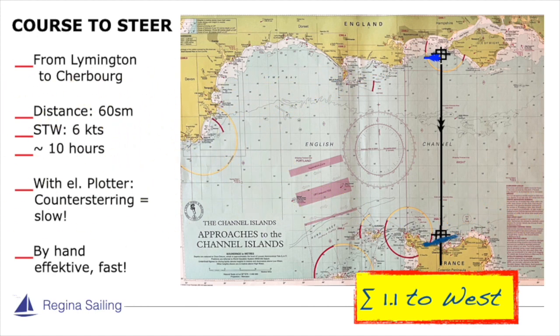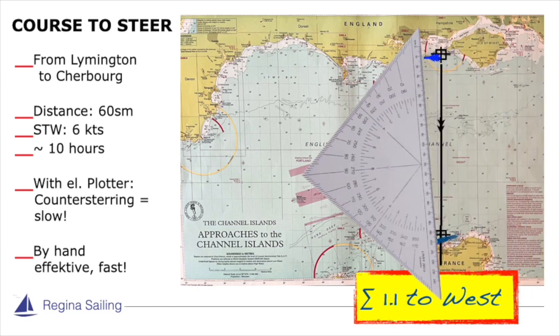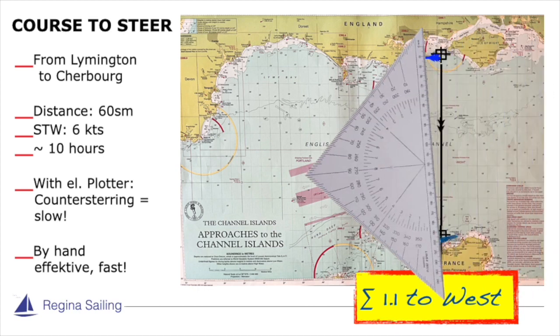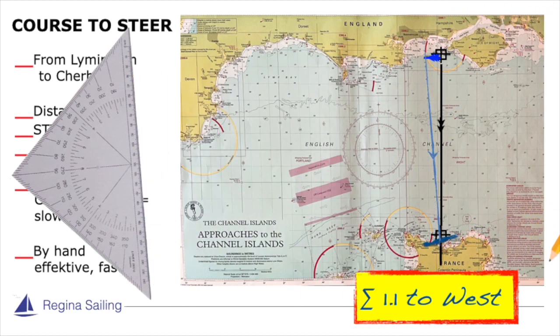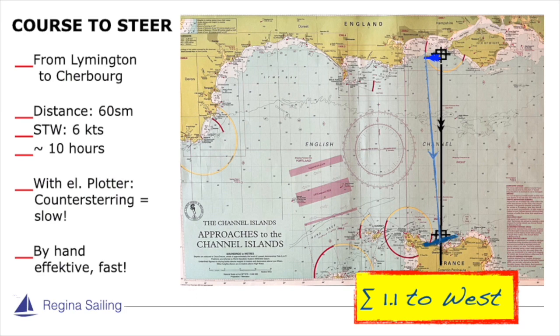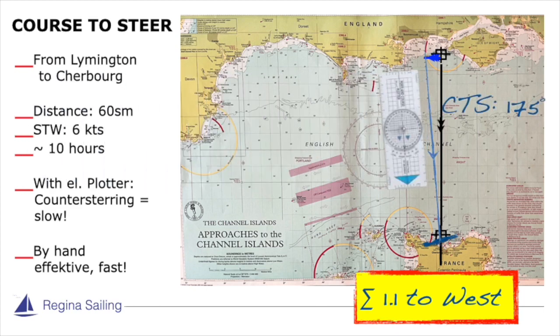So the next step is to connect the end of the arrow and where we end up after 10 hours. Not connected to the waypoint. No. Connected to the line where it crosses the course over ground. So this is the course to steer. So if you now measure this with a Portland plotter, you will see that you have a course to steer of 175 degrees. This is what you have to do in total.